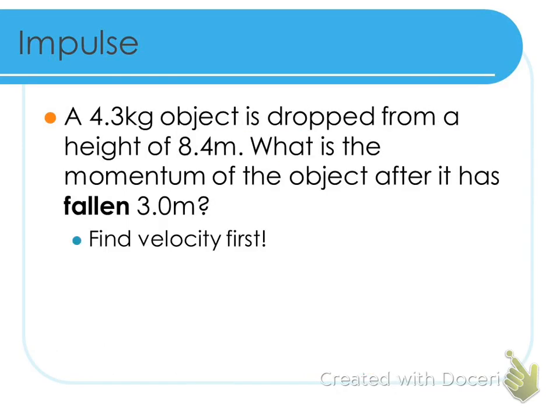All right, let's try this one. A 4.3 kilogram object is dropped from a height of 8.4. What's the momentum of the object after it has fallen 3 meters? Okay, so we have to use our kinematics here like we did on our homework, to find our velocity before we can do anything else. Okay, so there's a couple different ways that we can look at this problem.